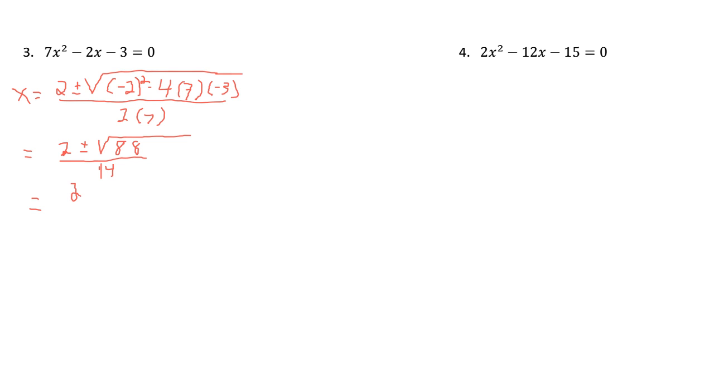2 plus or minus 2 root 22, all over 14. Now, if I look at what I can cancel here, I have to cancel this one or divide by these 3 pieces. You cannot divide into the square root here, ever. So that's going to equal 1.